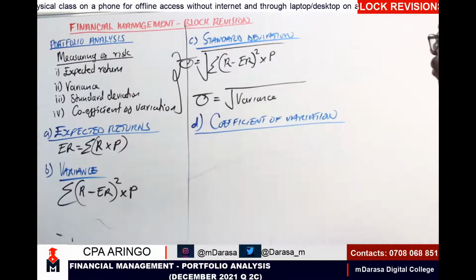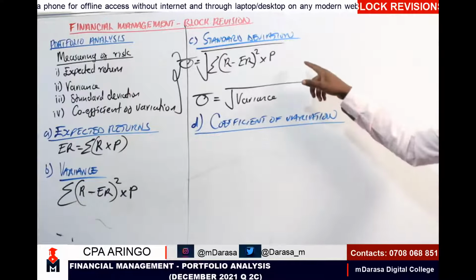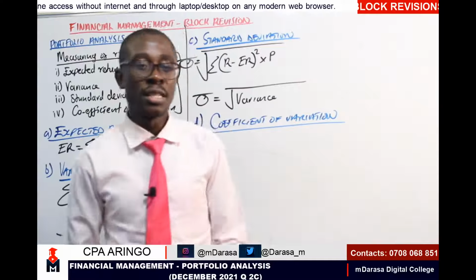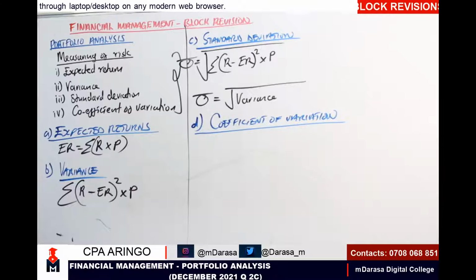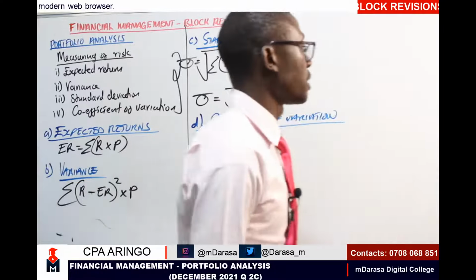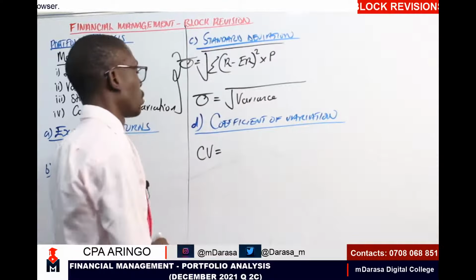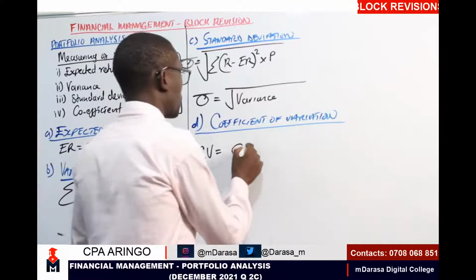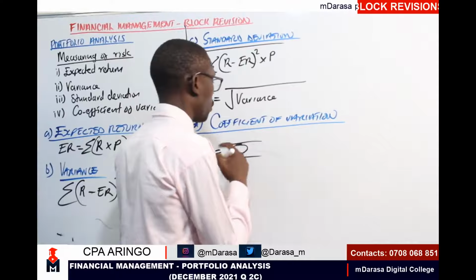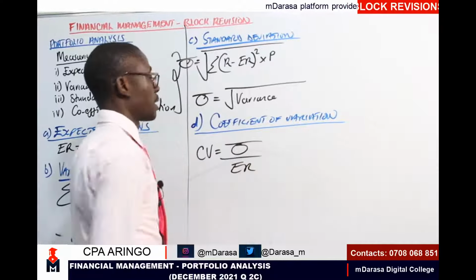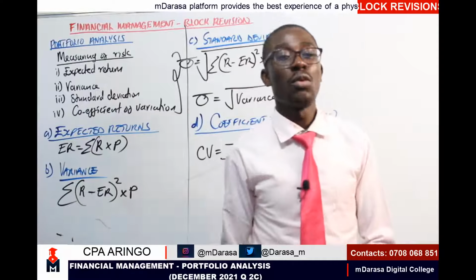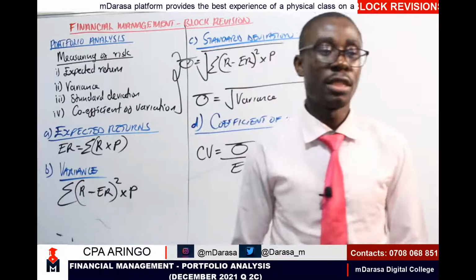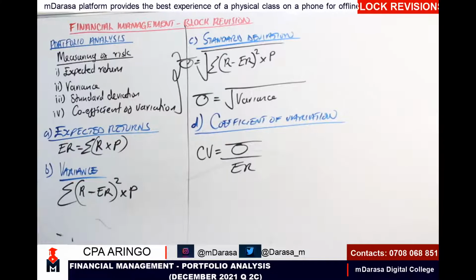So when you're talking about the coefficient of variation, again, it relates to the standard deviation and the expected returns. It is a relative measure of risk, which compares the standard deviation with the expected return. So to get our CV, we take our standard deviation and divide by our expected returns. That is how we can determine our CV.